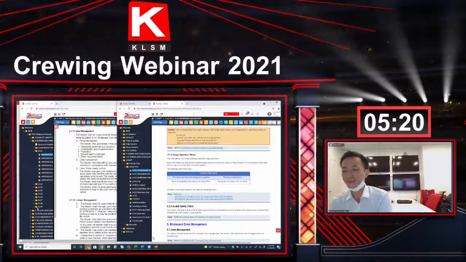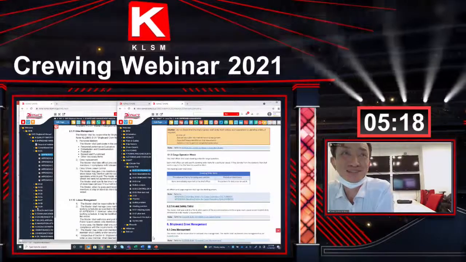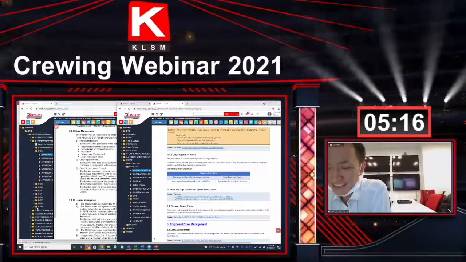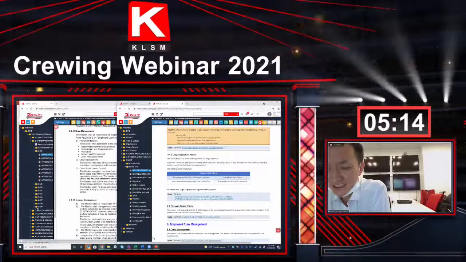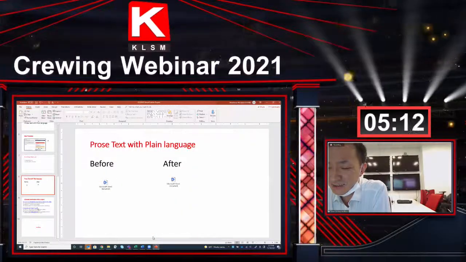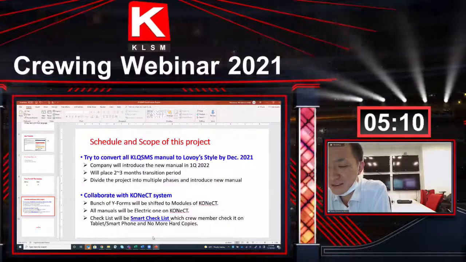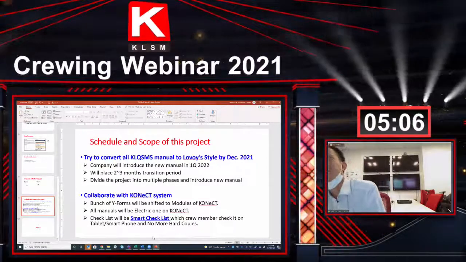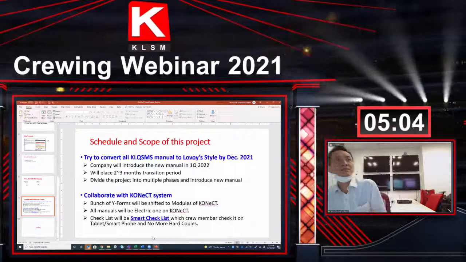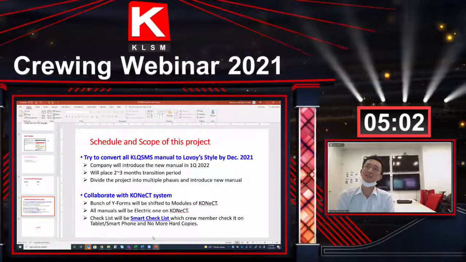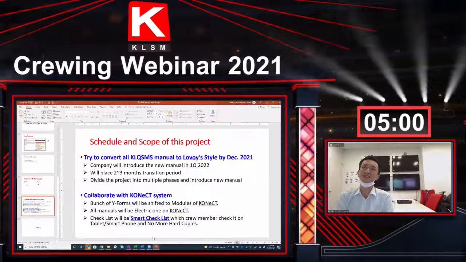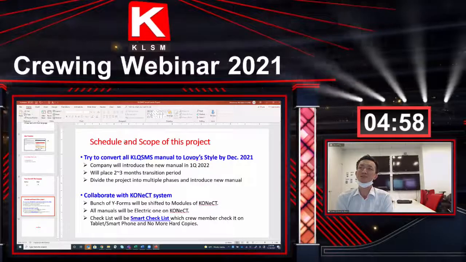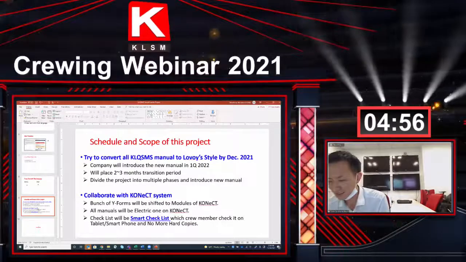The last one is the most important, the schedule. As I mentioned, we try to complete the simplification by the end of this year, and after that, shift to Connect. I'd like to release them to you in the first quarter of 2022.